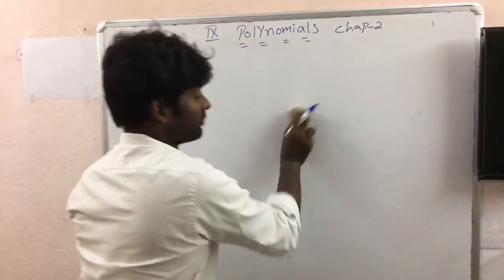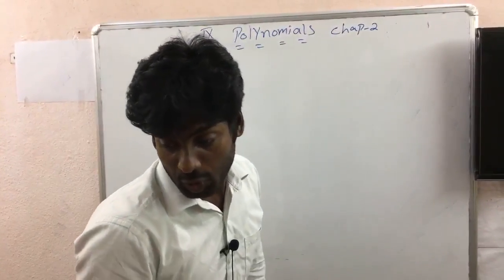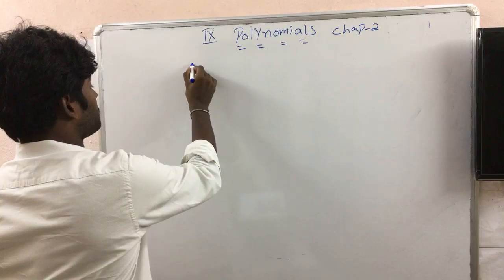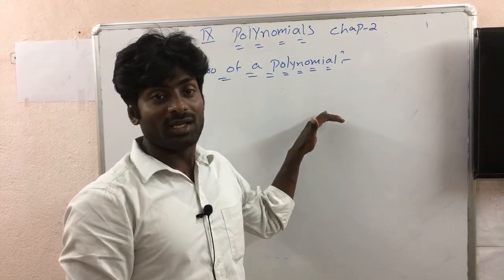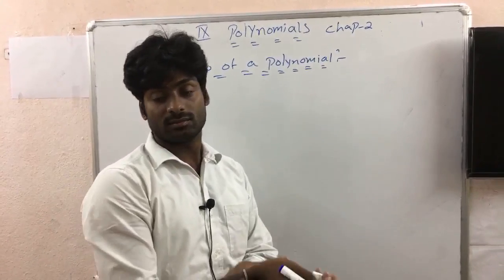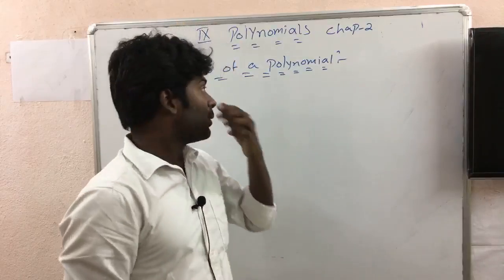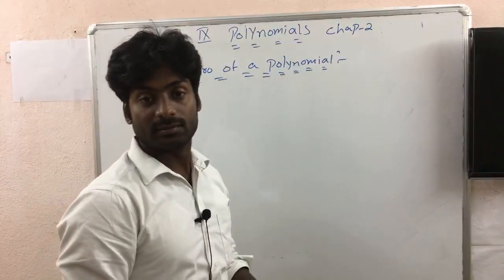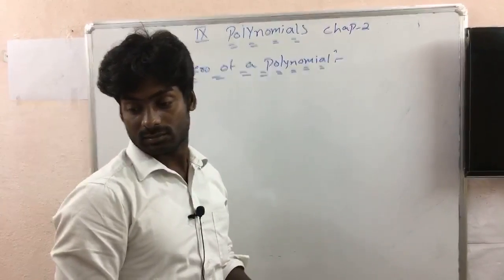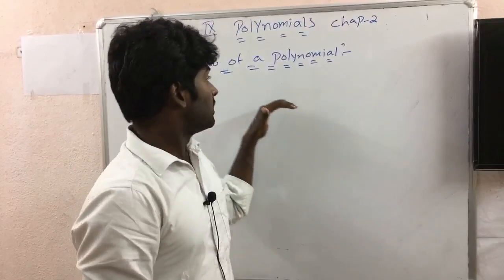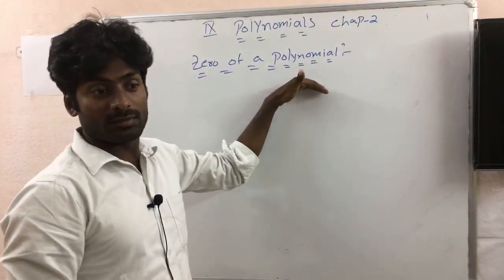Now we can move with zero of the polynomial. What is said to be zero of the polynomial? Can anyone define? You can type in the chat box. What is the zero of a polynomial?